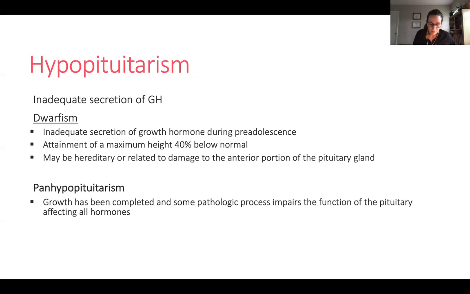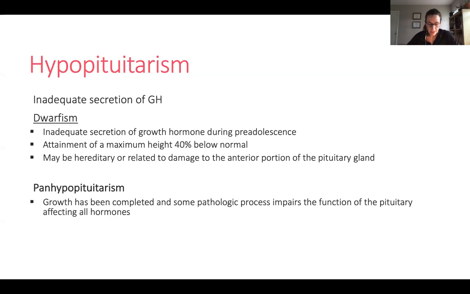Hypopituitarism. So the opposite. There is not enough secretion of the growth hormone. What happens here is dwarfism. So the same thing as before, like if it happens before, while they're still growing, it looks one way, and then after it looks a different way. So dwarfism is when the person is still pre-adolescent, so they're still growing. They won't grow to their full potential, I guess. It'd be 40% below normal. And the cause is either hereditary, or if there's damage to the anterior portion of the pituitary gland.